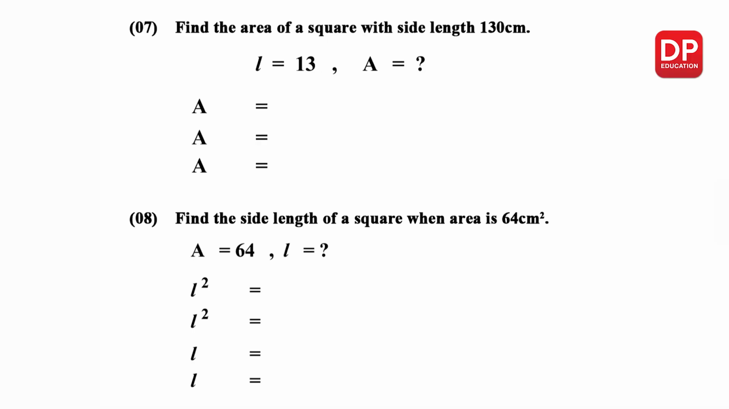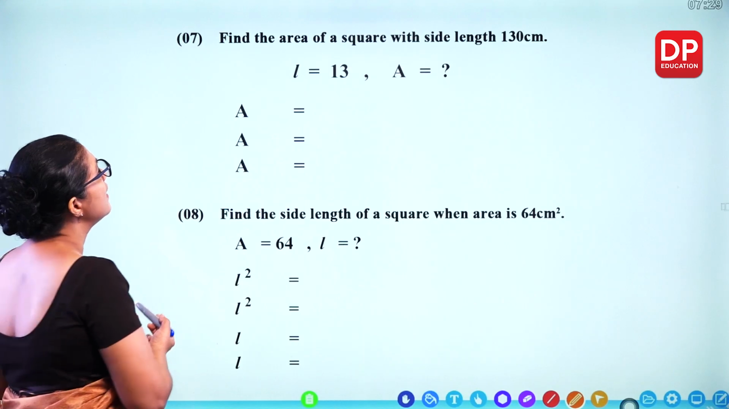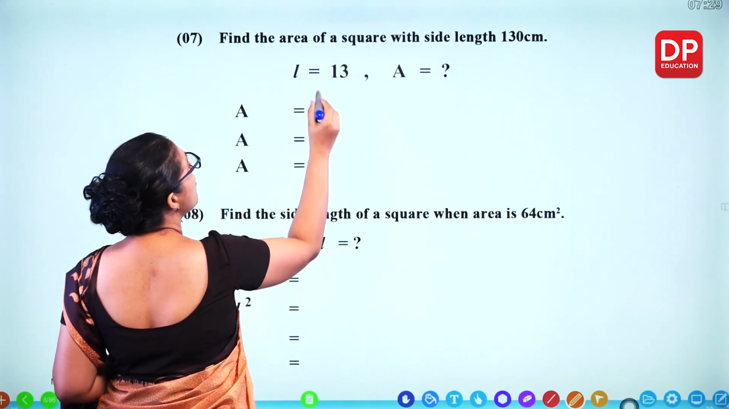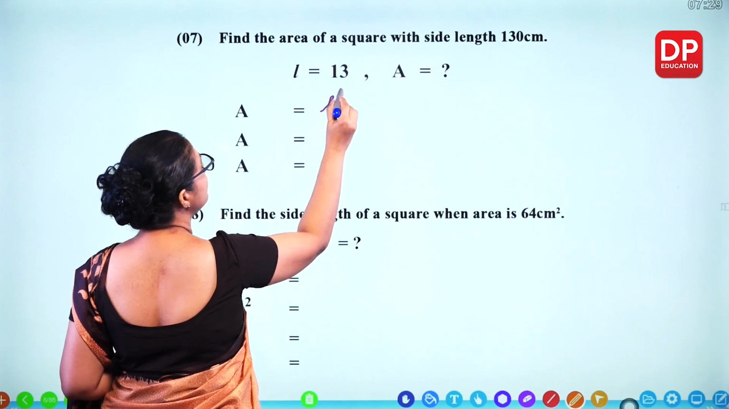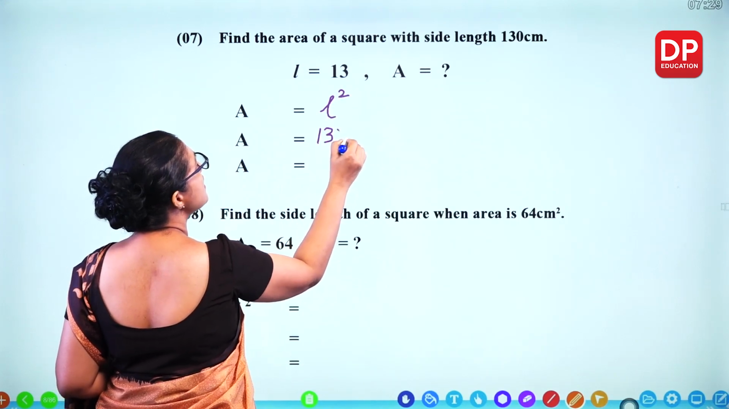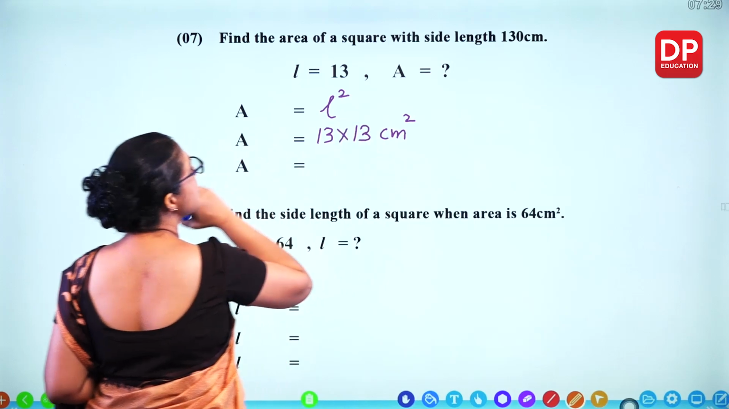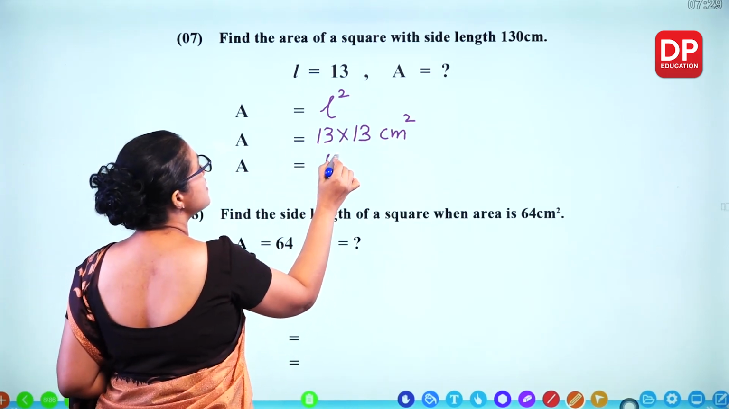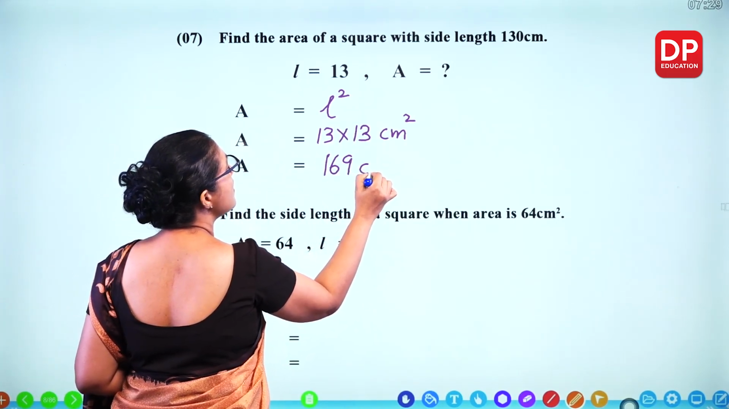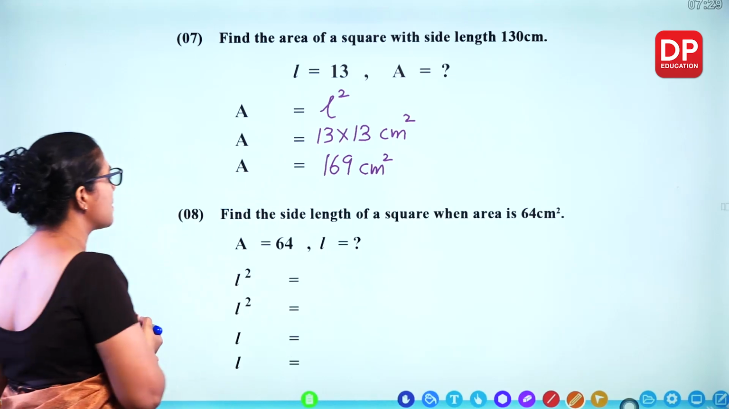Find the area of a square with side length 13. So how do you use the formula? L squared. 13 times 13. This is in square centimeters. 13 times 13 is 169 square centimeters.